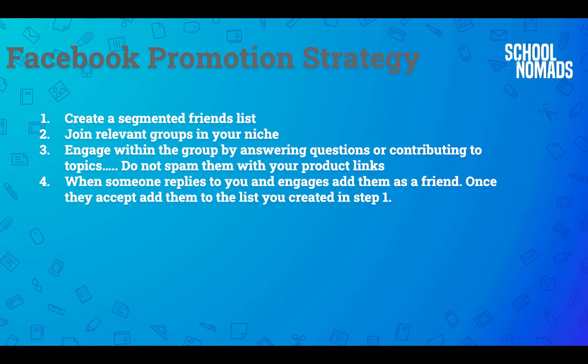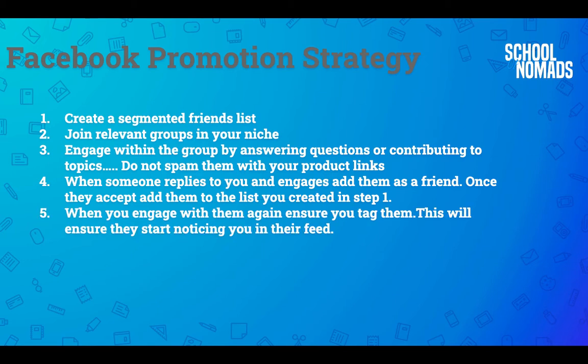So when you answer a question within that group, you'll have had an interaction with one of the members. So all you need to do is add them as a friend, and once they accept, you then add them to your list that we created in step 1. So it's a case of finding questions, answering those questions, and then once somebody has shown some form of engagement with you, you then go ahead and add them as a friend.